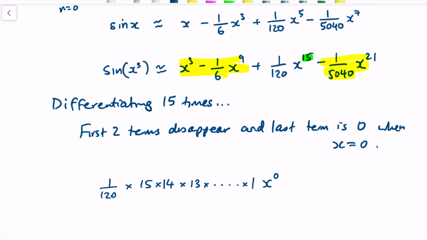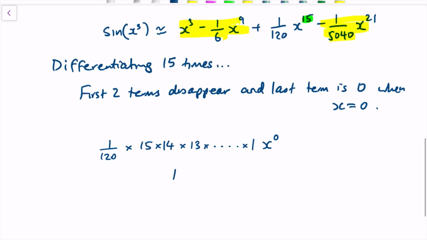So if you want to write this in factorial form, you can write 15 factorial over 5 factorial, bearing in mind that 120 was 5 factorial, or you evaluate that using a calculator or your knowledge of factorials, and you get an answer of 10 billion something or other. I think we'll just leave it in factorial form.